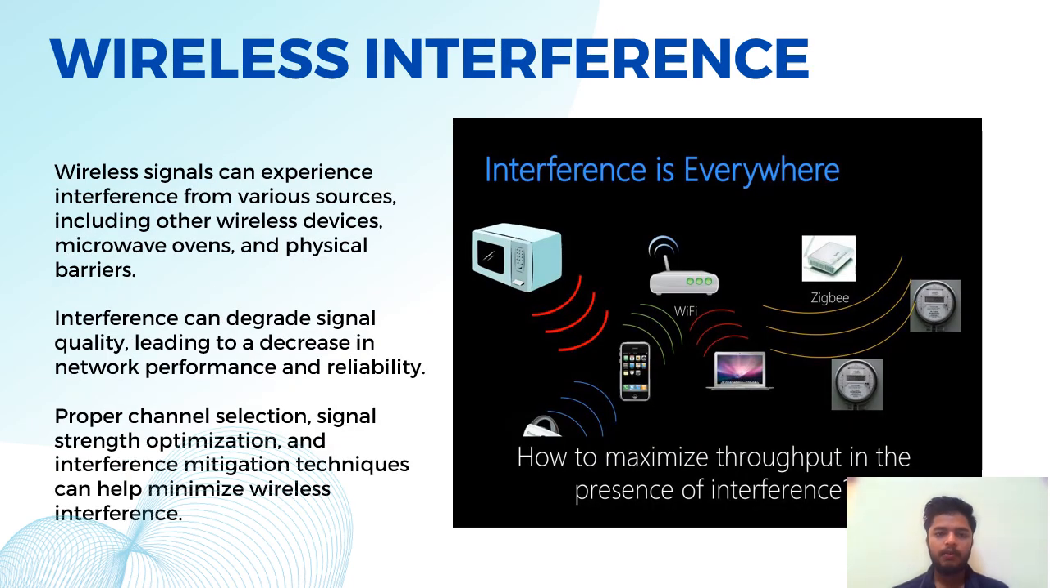Wireless interference. Wireless signals can experience interference from various sources including other wireless devices, microwave ovens, and physical barriers. Interference can degrade signal quality, leading to a decrease in network performance and reliability. Proper channel selection, signal strength optimization, and interference mitigation techniques can help minimize wireless interference.